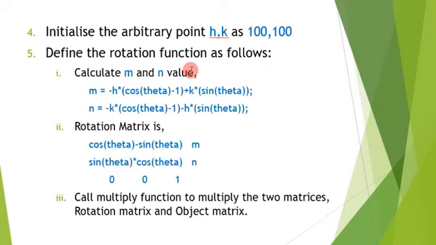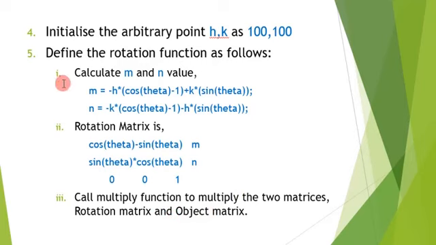Moving on, in step 5, we are going to define the rotation function, the rotate function, in which we are going to calculate the m and n value, then rotate the matrix, and finally multiply both the matrices. How? We'll see one by one. So this step 5 is very important. This is actually the main part of this program.